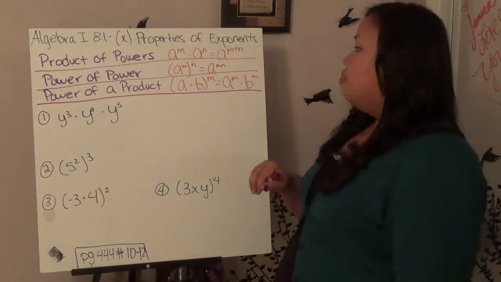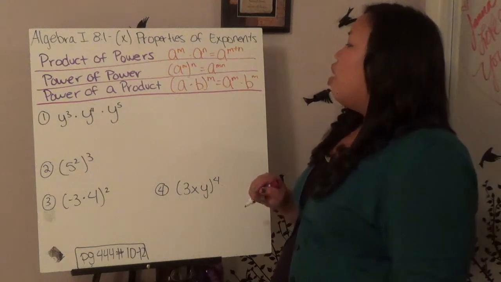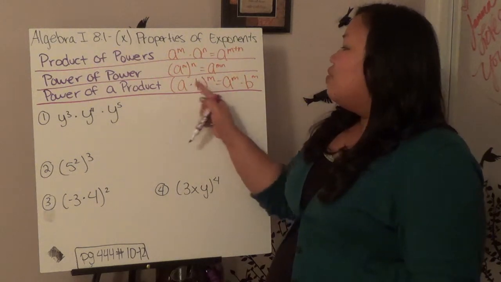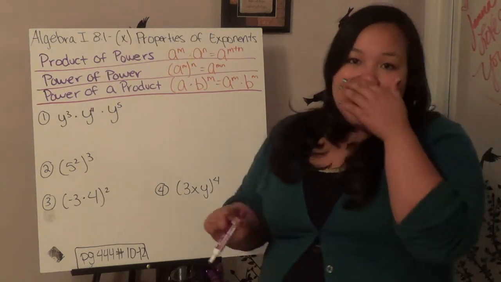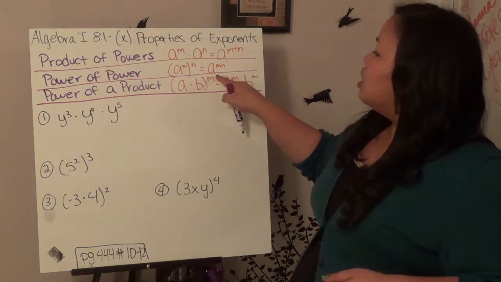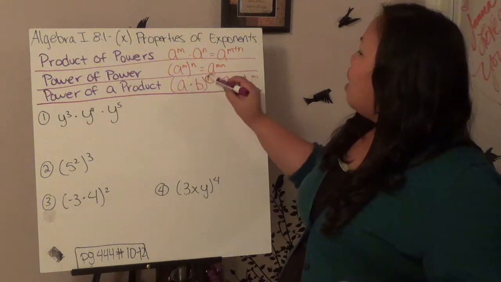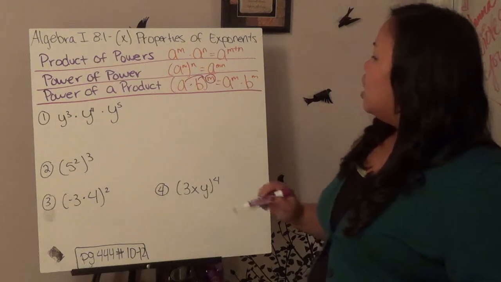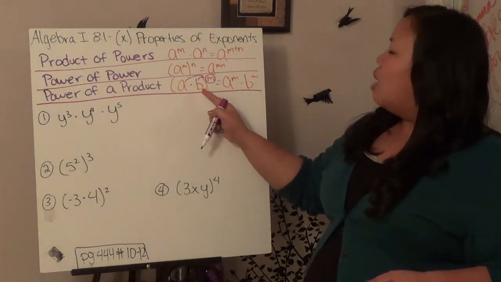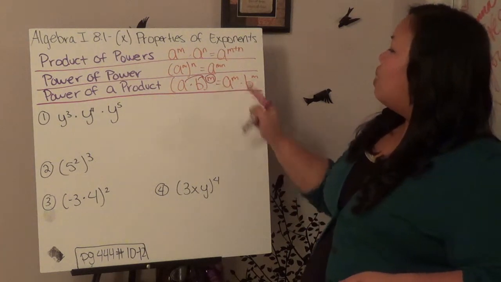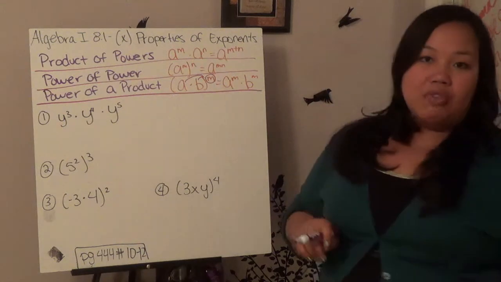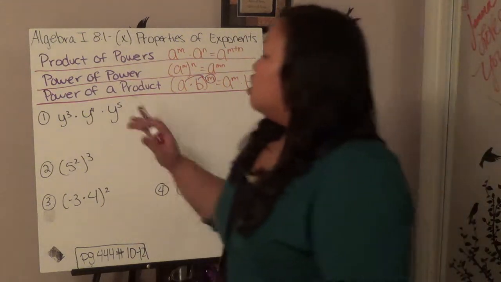Okay? And the last one is power of a product. That means even if you have 2 different bases, if they're in parentheses and share the same power, you can take that power and distribute it to each. So this goes from a times b to the power of m to a to the power of m times b to the power of m. Okay? So let's try it.